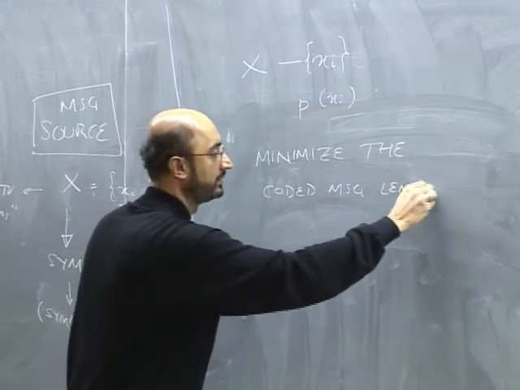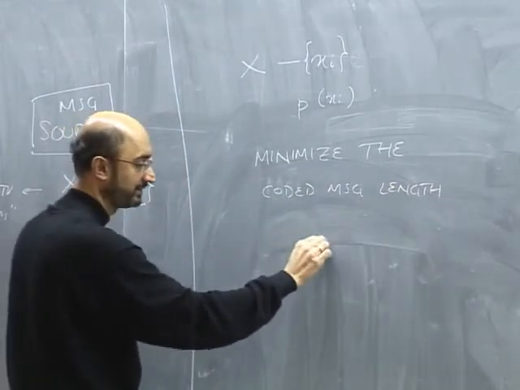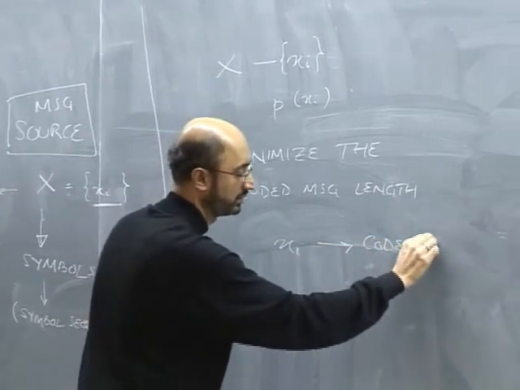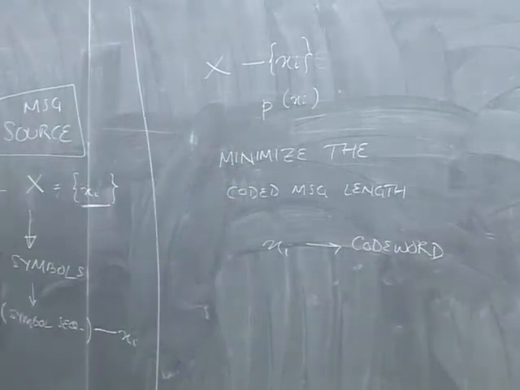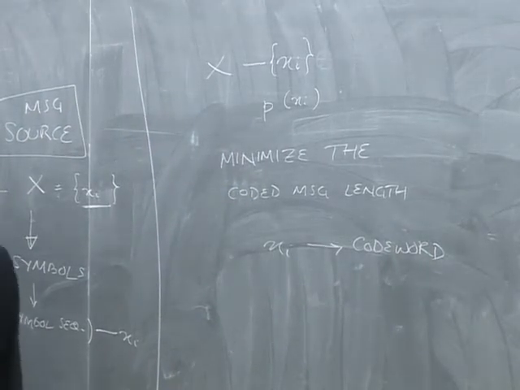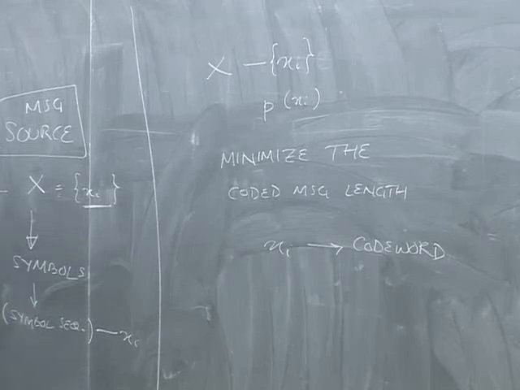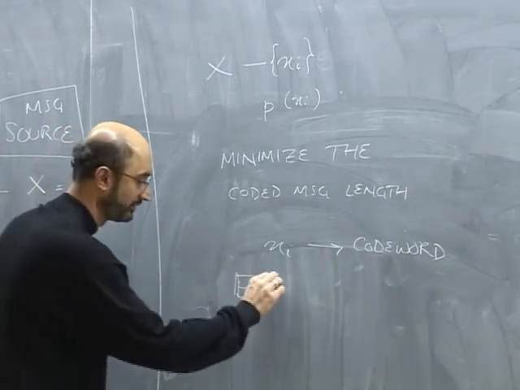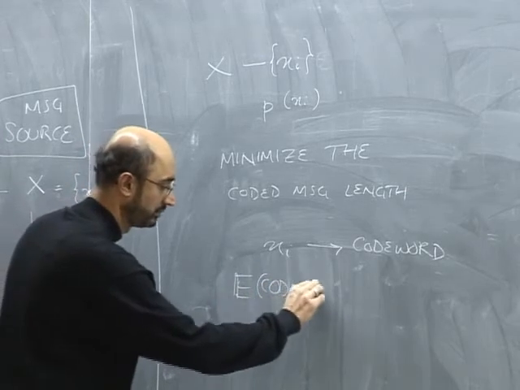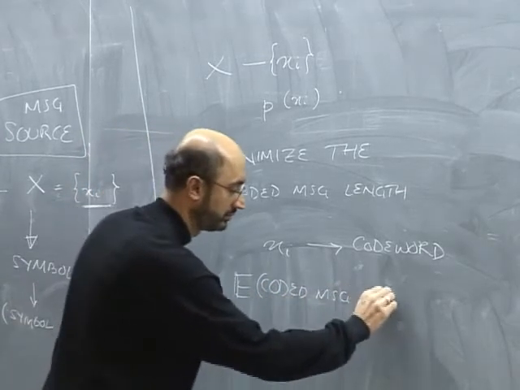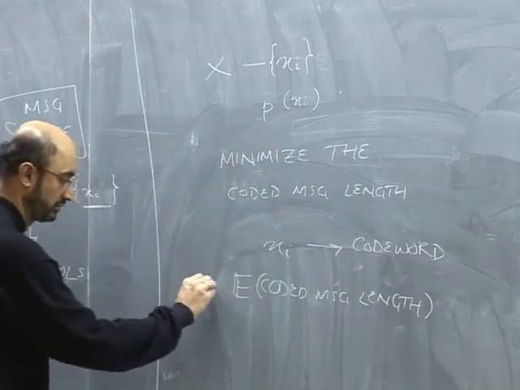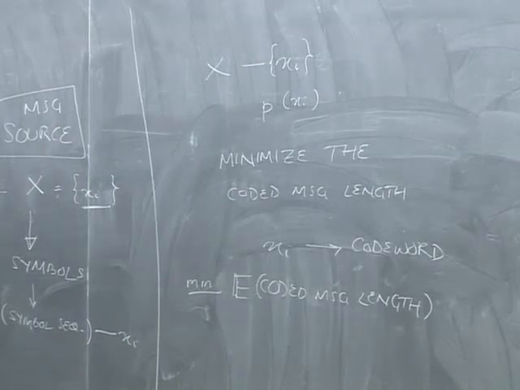And the way we do it is that for each x sub i, the message, we're going to compute some code word. In expectation, the code words are chosen such that the expected coded message length is minimized. So the expected value of the coded message length, you want to minimize that. That's the project. We want to minimize the expected coded message length.